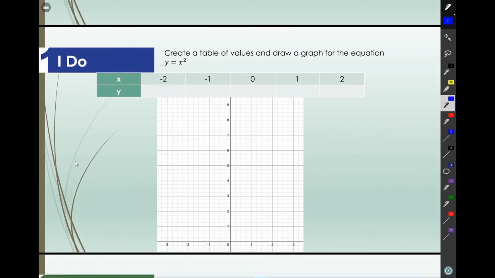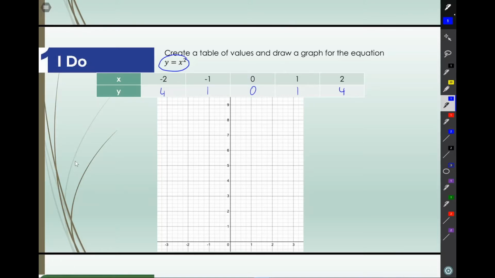We've got this equation, y equals x squared. And we're just going to fill in our table of values. Put it in your calculator if you have to. Minus 2 squared is 4, minus 1 squared is 1, 0 squared is 0, 1 squared is 1, and 2 squared is 4. Fairly straightforward. And now we just plot these points on our axis.